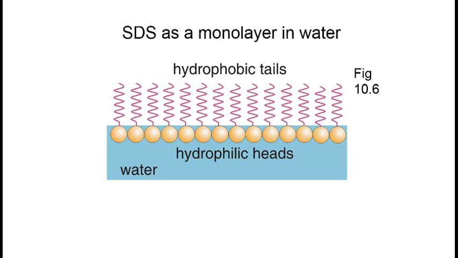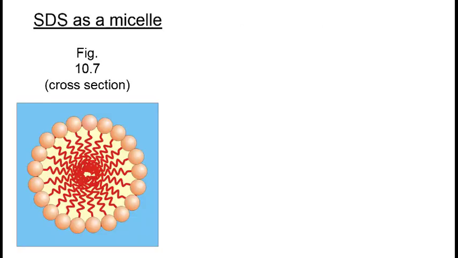So what happens when the tails go underwater where they don't want to be? Being hydrophobic, they want to associate with other hydrophobic molecules. So they tend to aggregate and form what is called a micelle. A cross-section is shown on the left where the tails are pointing to the inside.